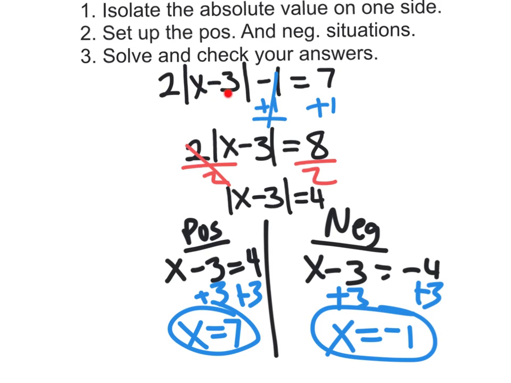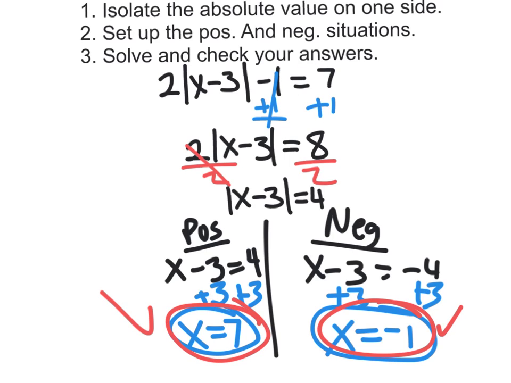7 take away 3 is 4. The absolute value of 4 is 4. 2 times 4 is 8. 8 minus 1 really is 7. So that works. The other one, when you plug in a negative 1, you end up with negative 1 minus 3, that's negative 4. But when you do the absolute value of negative 4, it changes back to positive 4. And then 2 times positive 4 is 8. And 8 minus 1 is also 7. So you check that one also. Both of these answers are correct.